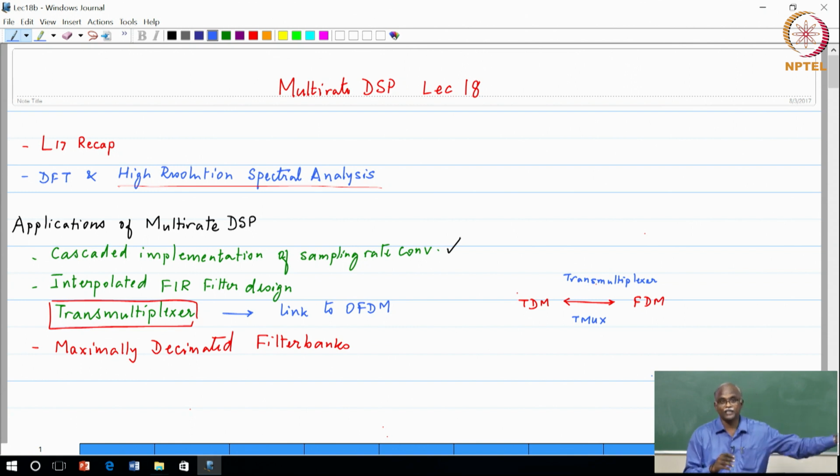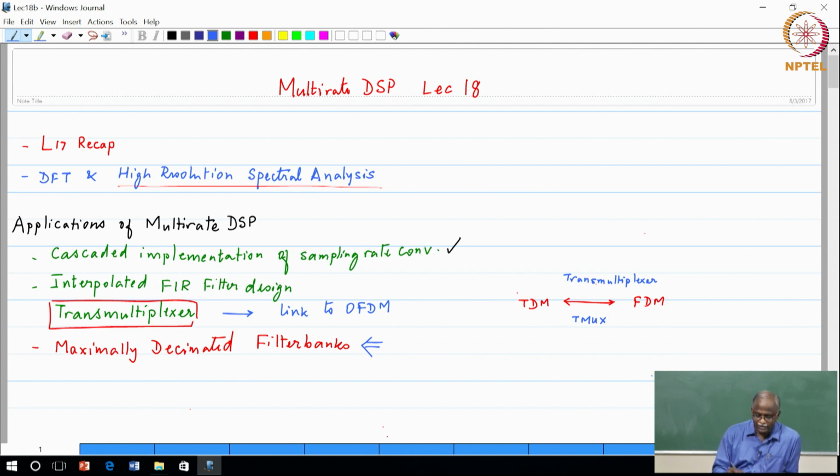Now TMUX seems to be in a completely different domain, but it turns out that multirate DSP gives us a very nice interpretation of that, and it is actually that interpretation of the transmultiplexer that tells us that OFDM and multirate DSP are also very nicely linked. We are going to spend several lectures on the topic of maximally decimated filter banks. These are very widely used, all the way from the latest hearing aids to the spectral analysis tools, so it is good for us to get a flavor for this.